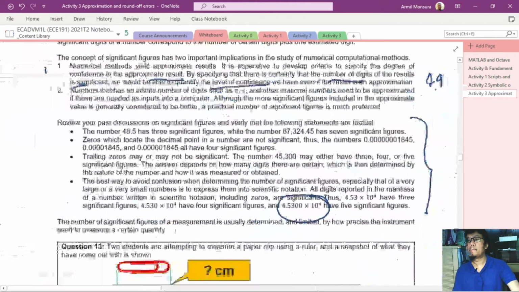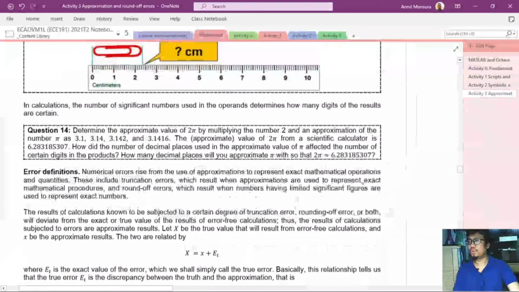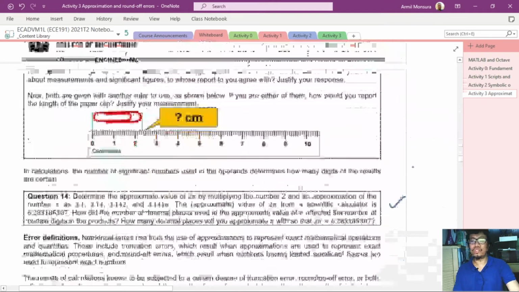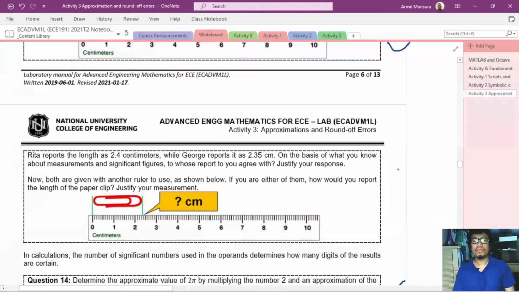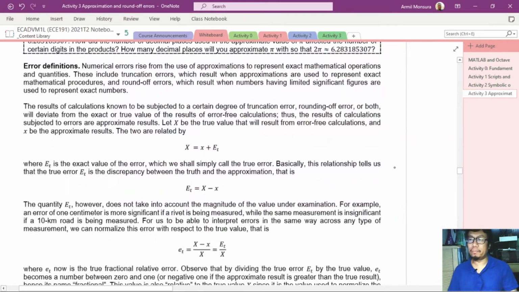Now, question 13 and question 14 actually review the concept of significant figures and significant figures in terms of computations. This is something that I talked about earlier in our introduction. So I would like to go through and answer question 13 and question 14 in a manner that you understand how significant numbers are used and generated, most especially in terms of measurement. Now let's proceed with error definitions.